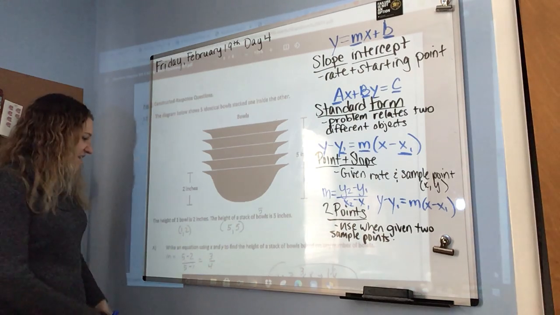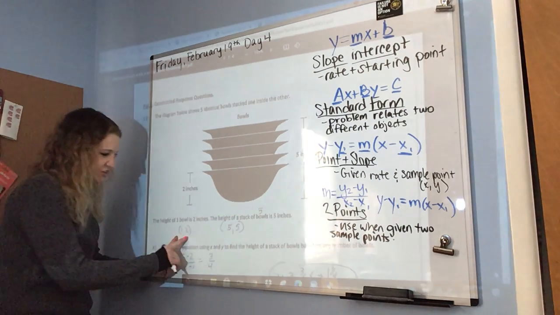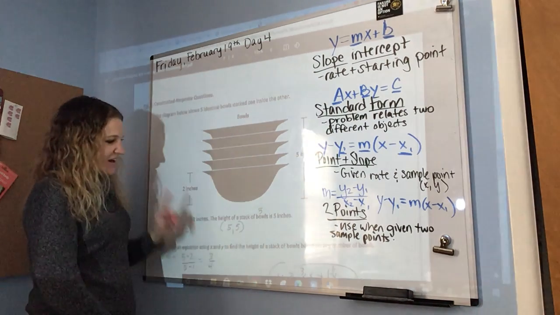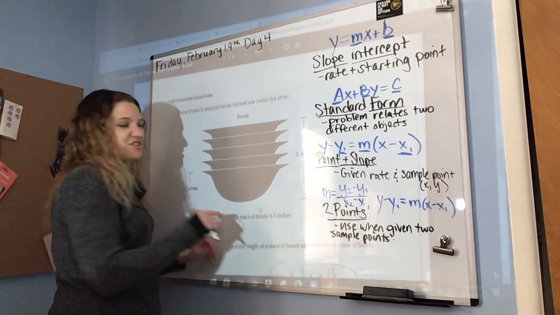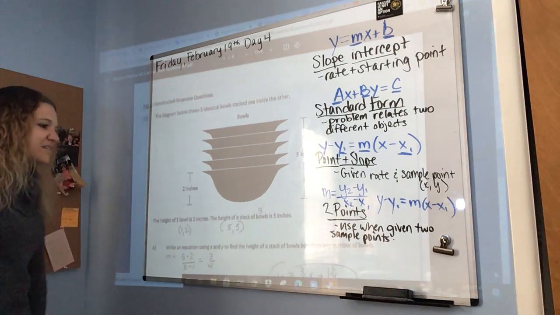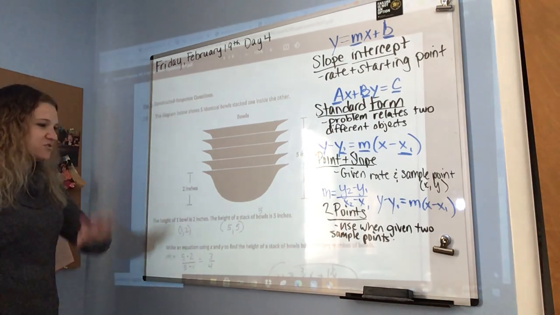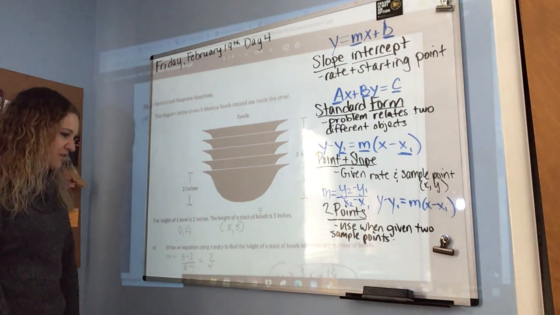So hopefully, you know, the height of one bowl is going to be 2 inches. Okay, the height of a stack of bowls, which we have to count, is 5, is going to be 5 inches. Hopefully that makes sense to us. So we have those 2 ordered pairs. Well, what do we do with them?